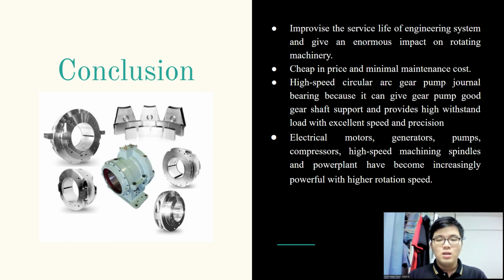In recent years, with the improvement of technologies, rotating machinery such as electrical motors, generators, pumps, compressors, high-speed machine spindles, and power plants have become increasingly powerful with higher rotation speeds. You can see that the hydrodynamic journal bearing has become one of the important parts of heavy machinery in present day. That's all from us.